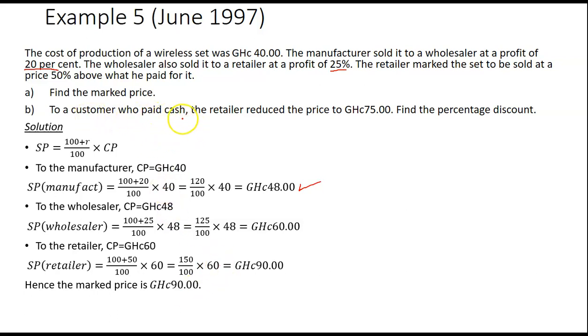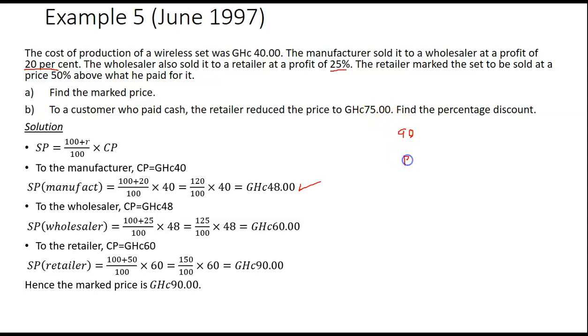It said, to a customer who paid cash, the retailer reduced the price to 75 Ghana cedis. Find the percentage discount. They said the retailer reduced the price to 75 Ghana cedis to a customer who paid cash. He's selling it at 90 cedis, are you getting it? And he reduced the price to 75.